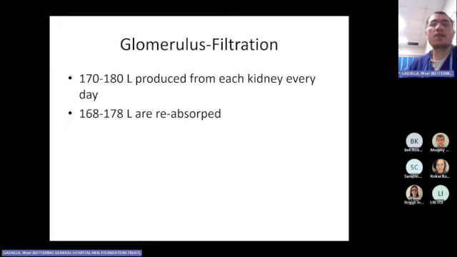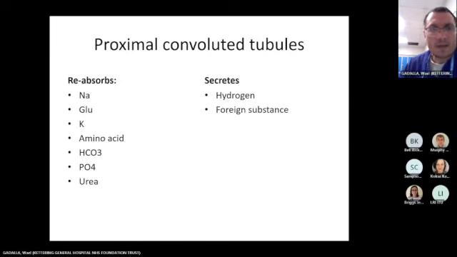It is mentioned that the glomeruli filter up to 170 to 180 liters and reabsorb 168 to 178 back out of them. So the net filtrate is 2 liters per day. The proximal tubule does the function of reabsorption as well as secretion. So it reabsorbs sodium, glucose, potassium, amino acids, bicarb, phosphorus, and urea, and secretes hydrogen and foreign substances.